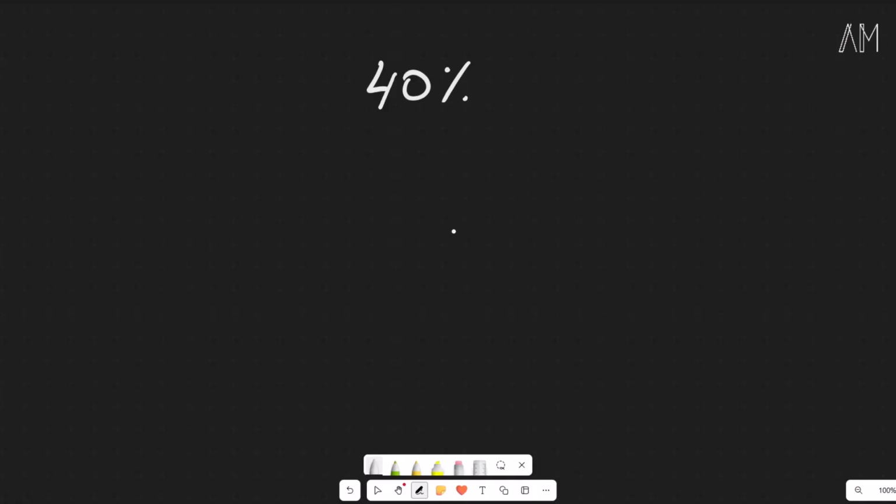Before we start, let us understand the meaning of percentage. Percent simply means out of 100. So when I have anything percent, it means out of 100. We take the number as it is and put it in the numerator. And that's the whole meaning of the percentage.